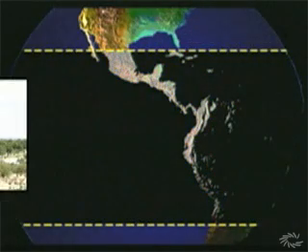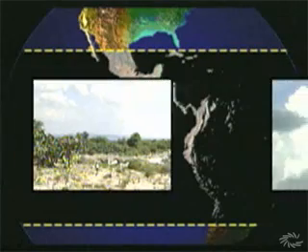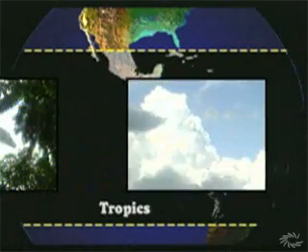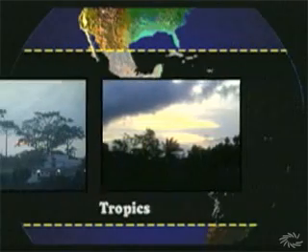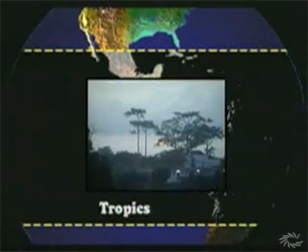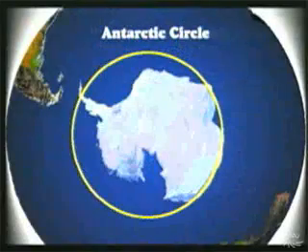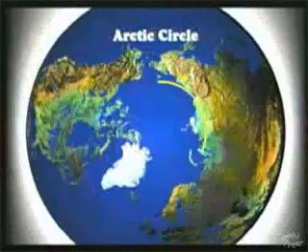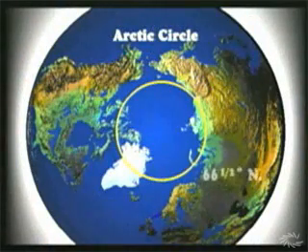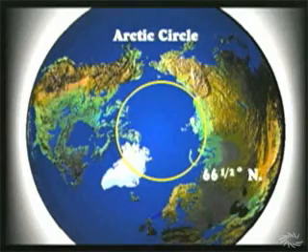The area between these two latitudes, often called the tropics, has a tropical climate, warm and often humid all year long. Two other lines of latitude, the Antarctic Circle at about 66½ degrees southern latitude, and the Arctic Circle at 66½ degrees northern latitude, also help identify climate. The areas within these circles are generally cold throughout the year.